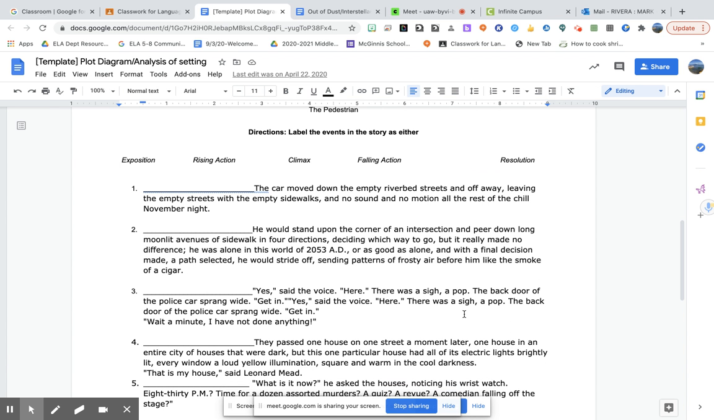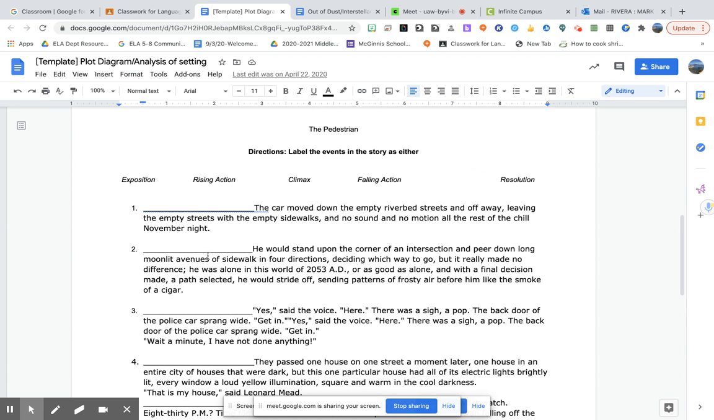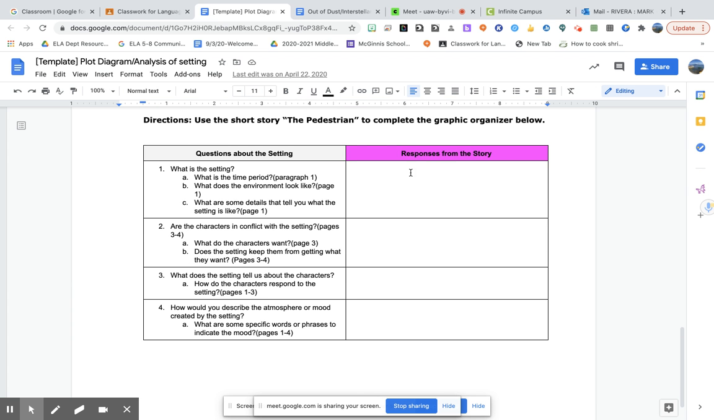All right, so these are some of the events that happen in the story, The Pedestrian, that we read. What you're going to do is simply label which is which. Where does it fall? You're only using each one of these once. And then after that, you have questions about the story. You're supposed to be using The Pedestrian to answer these questions.